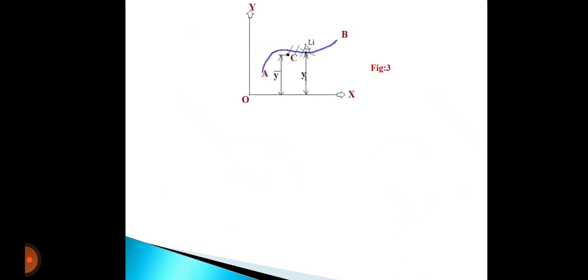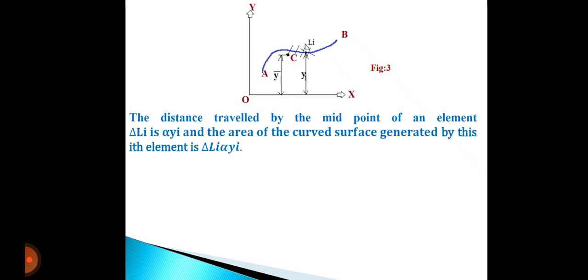Now, from figure 3, consider AB is any plane curve of length L lying in the XY plane and not intersecting the x-axis. Let the curve AB be divided into a large number of small elements. Let the y coordinate of the midpoint of any element, del Li, be denoted by yi, and that of the centroid C of the entire curve AB by y bar.